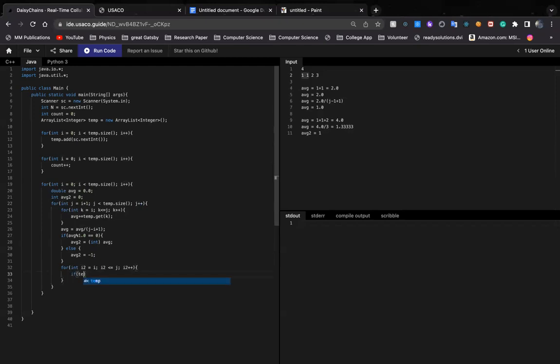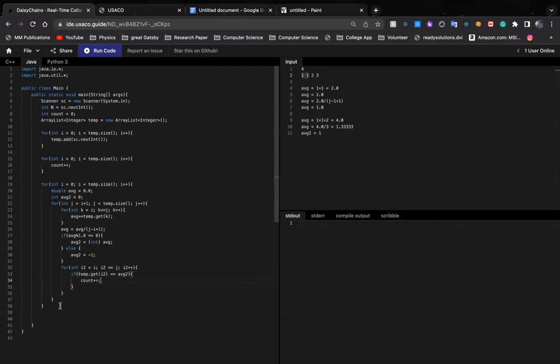So now all we have to do is check our temp. We have to check temp.get(i2), and we have to see if it's equal to average2, because if it's equal to average2, we have to add it to our counter, correct?